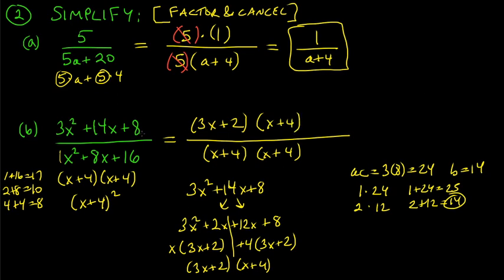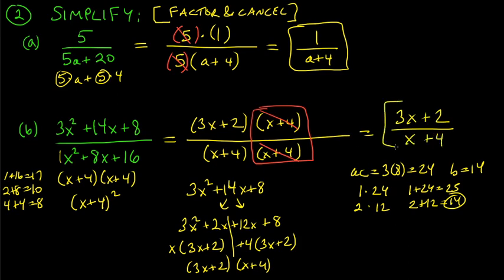Right, everyone okay so far? So that's the factoring part. Everything I think is factored completely, and now we cancel. Our common factor here is the x plus 4. So we can cancel those, leaving us with a numerator of 3x plus 2 and a denominator of x plus 4. And we are done. Right, nothing else to cancel.